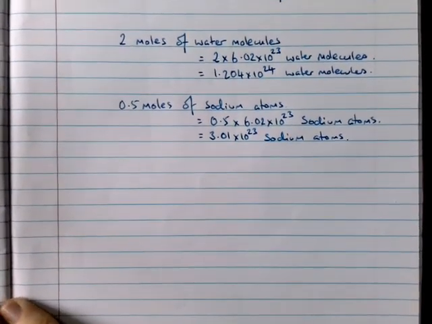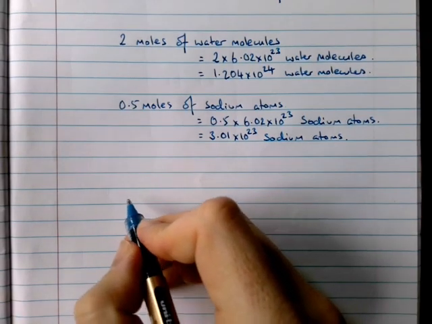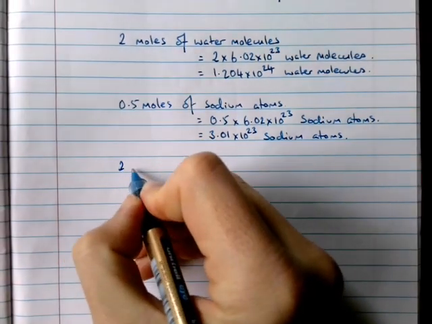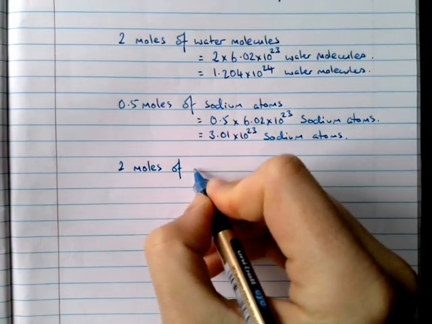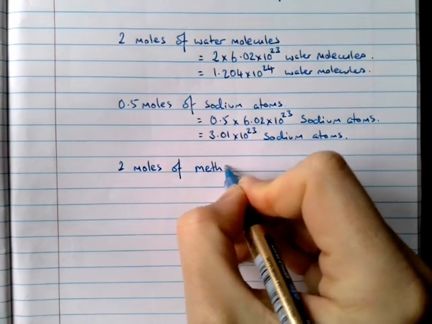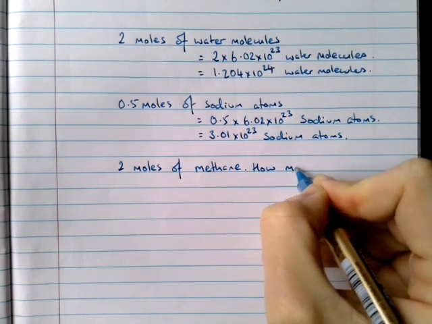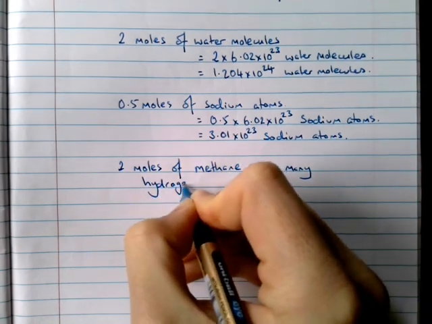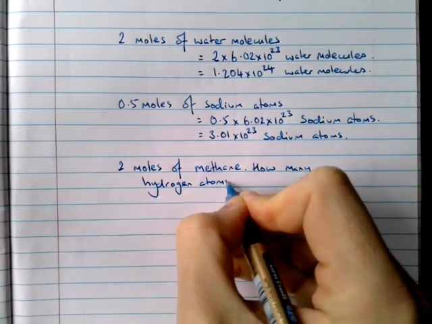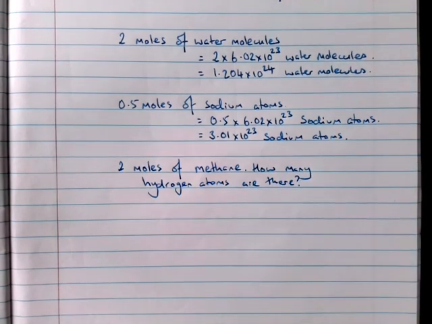Let's say if I have 2 moles of methane, how many hydrogen atoms are there? Okay, so in 2 moles of methane, how many hydrogen atoms are there?